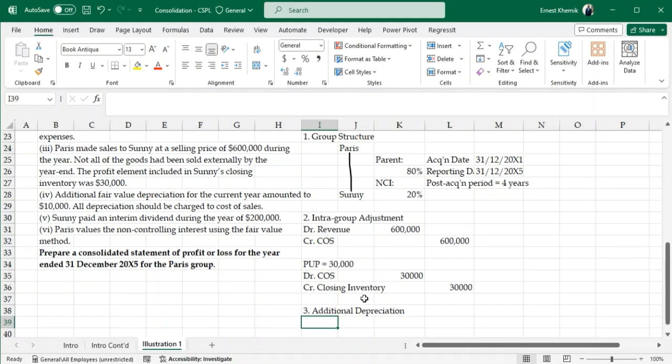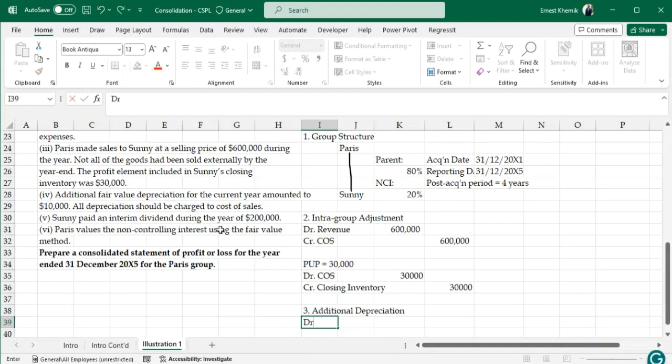So what do we have here? We've been told that there has been additional depreciation for our non-current assets. We know that depreciation is always subtracted from our cost of sales. Nothing has been said about whether the non-current assets were transferred between the group members, so we are going to treat it as a normal depreciation. Normally, we've been told that it should be charged to cost of sales.